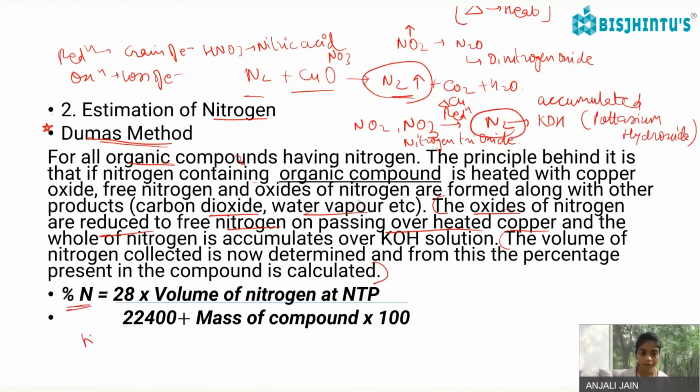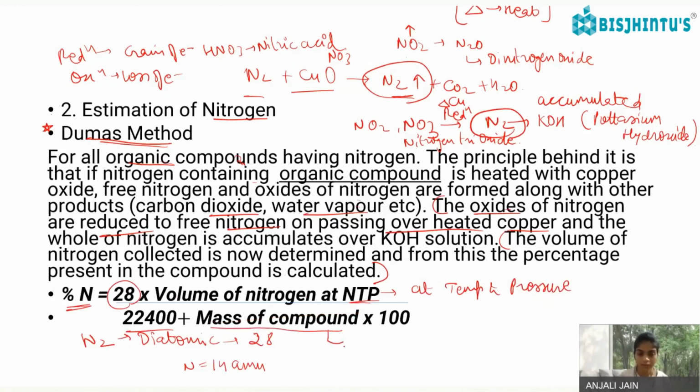So for the percent of nitrogen, we know that it exists in a diatomic form. Single nitrogen has an atomic mass of 14, so it will be 28. So this is 28 times the volume of nitrogen at standard temperature and pressure, divided by 22,400 times the mass of the compound taken. Like if I'm taking methyl cyanide, that will be CH3CN. So this will be 12 plus 3 plus 12 plus 14, which gives you 41 atomic mass units. So this can be the mass of the compound.